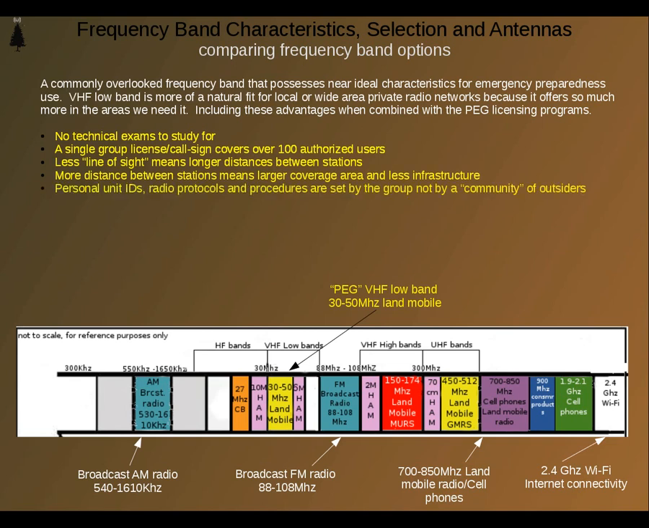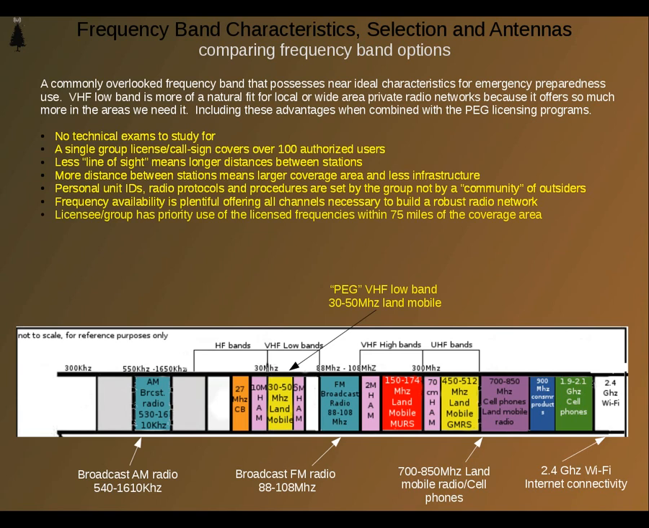Personal unit IDs, radio protocols, and procedures are set by the group, not by a community of outsiders. Frequency availability is plentiful, offering all channels necessary to build a robust radio network. Licensee or group has priority use of the licensed frequencies within 75 miles of the coverage area.